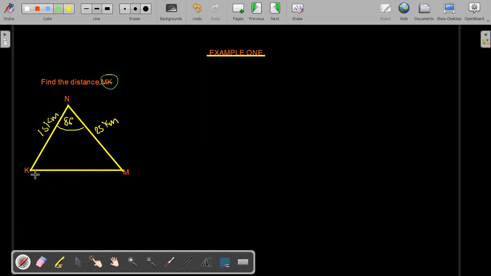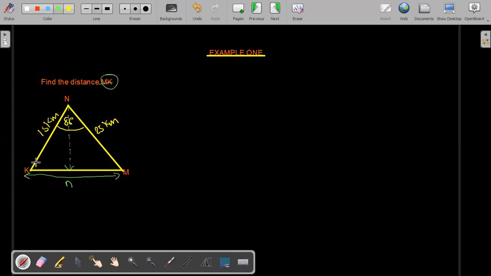So MK is this distance. This is the distance MK. So the first thing that we look at is this KM. It's opposite to what angle? So we find that this is opposite to angle N. So we say that is distance small letter n.